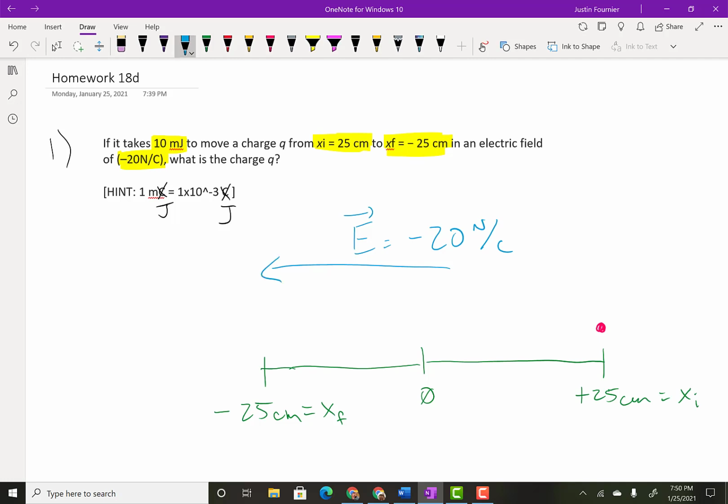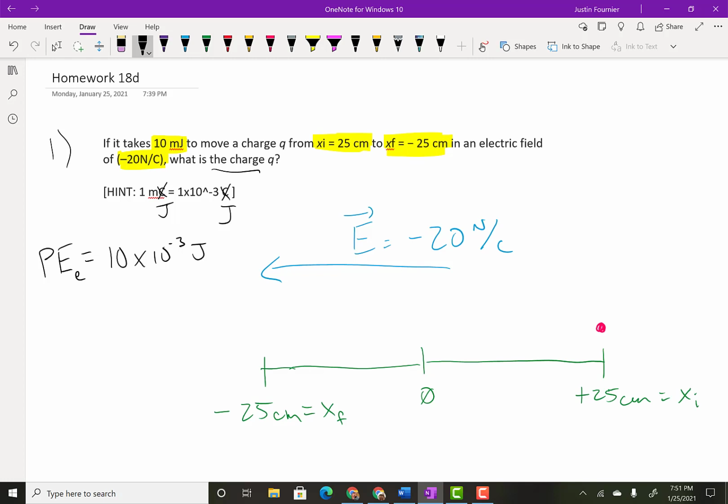And then lastly, it tells me that the energy it takes is 10 millijoules. And if you do the conversion, I'm going to forego the conversion because that's just converting something. So you're going to get 10 times 10 to the negative 3 joules. So that's the energy it takes, or rather I'll say that that's the potential energy, right? That's going to be my change in electric potential energy. It takes 10 millijoules to move that from there to there. And it says, what is the charge Q?